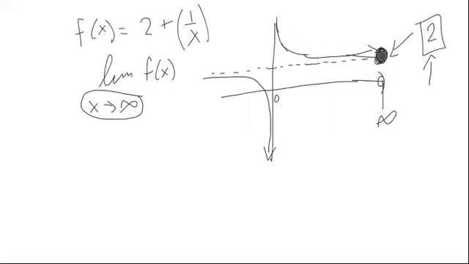Notice how this is a one-sided limit. When you're going off to infinity, it's one-sided. We're not going from two sides. There's only one side to head toward.